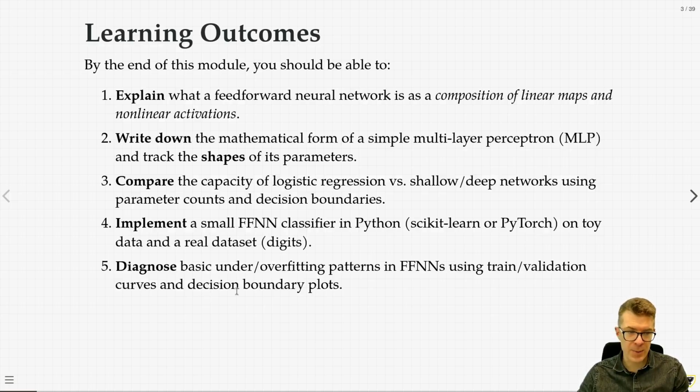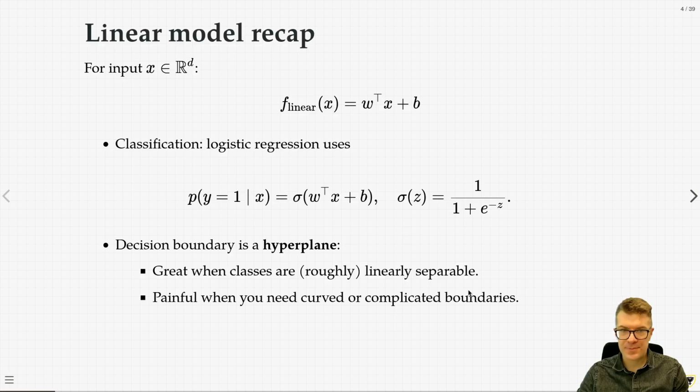And also you'll be able to diagnose basic under or overfitting patterns in feedforward neural networks, or at least to think about them if they're not obvious in the models.